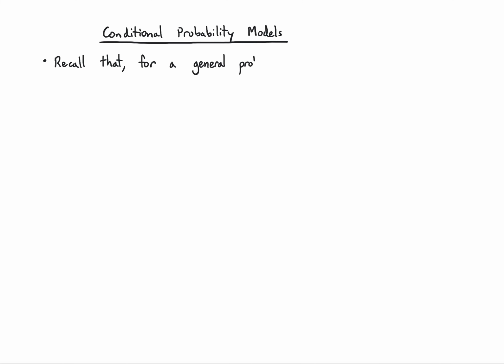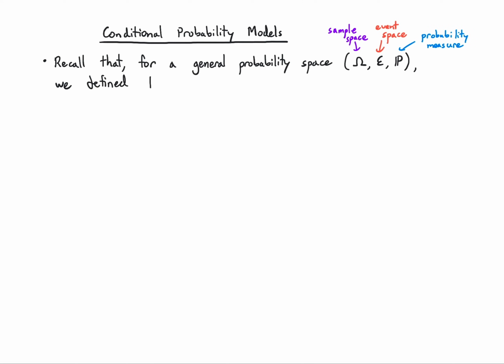Let's talk about how to use conditional probability within the context of discrete random variables. So recall that for a general probability space, where we have some kind of sample space, event space, and probability measure, in that context, we've defined and played around with this idea of conditional probability.